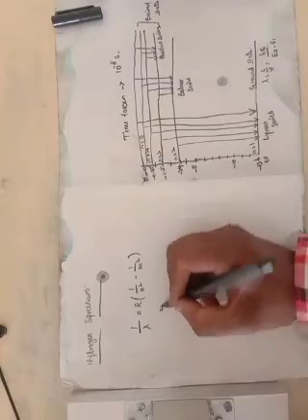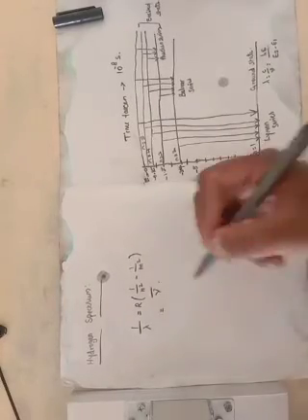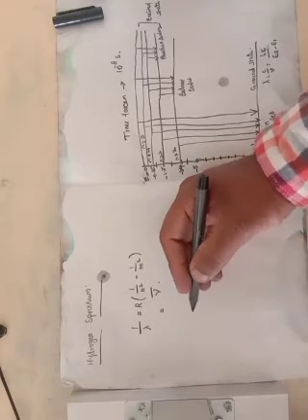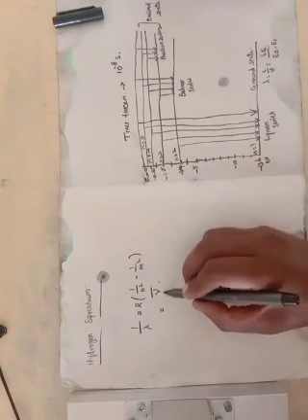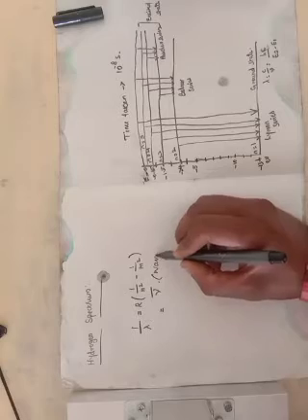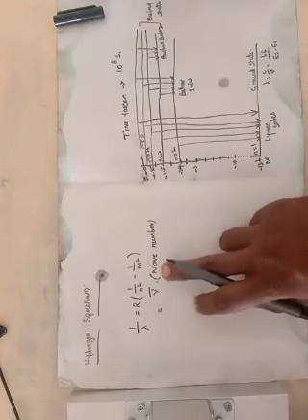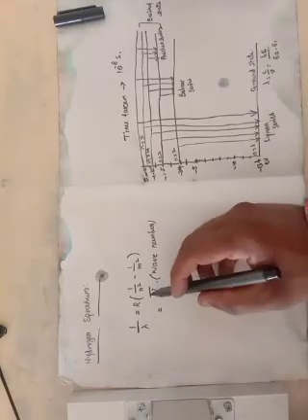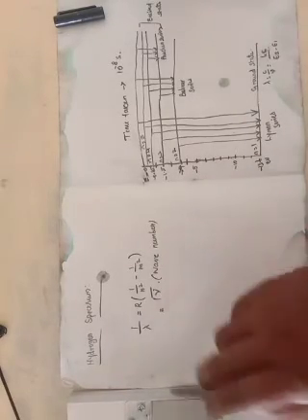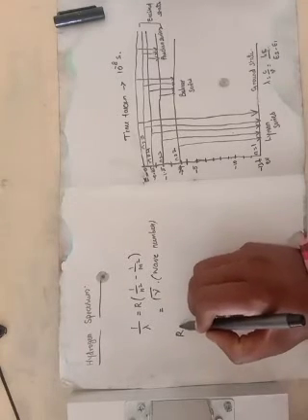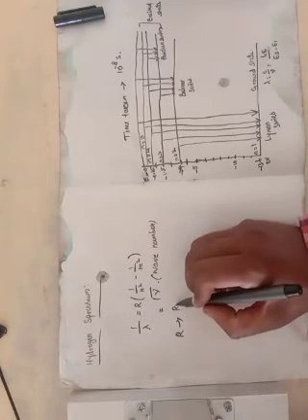This is also equal to nu bar. Here this nu bar is known as the wave number. Nu bar is called the wave number. It is the inverse of wavelength. Here the R is known as the Rydberg constant.